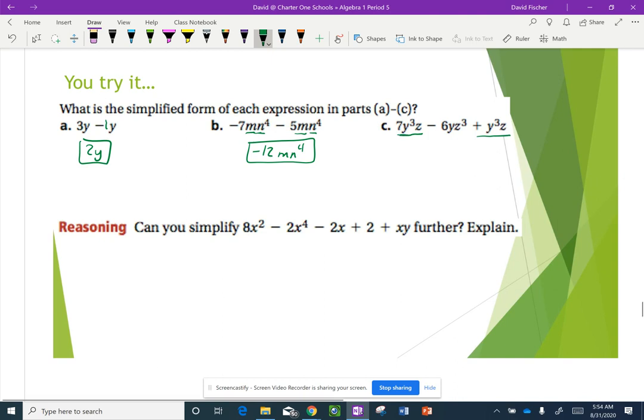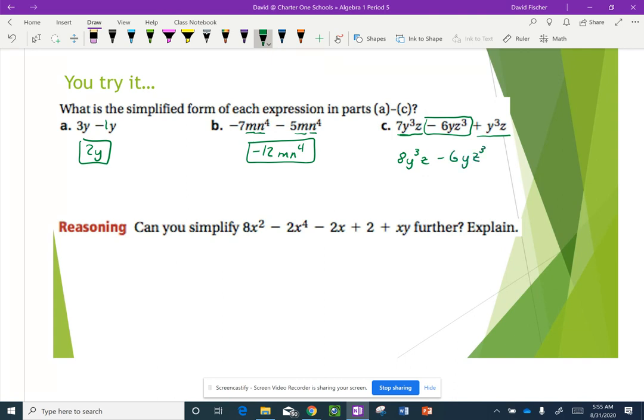Here I have 7 plus 1. I have 1 y to the third. No, I have 8, don't I? 7 plus 1. I have 8 of these things called y to the third z. And now this guy has nobody to be put with, so I just bring him down.